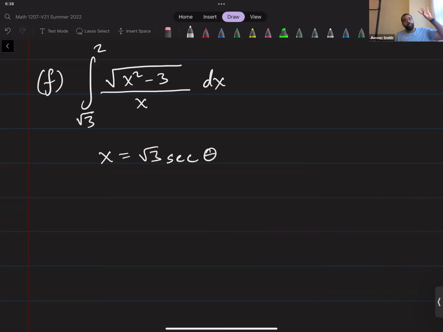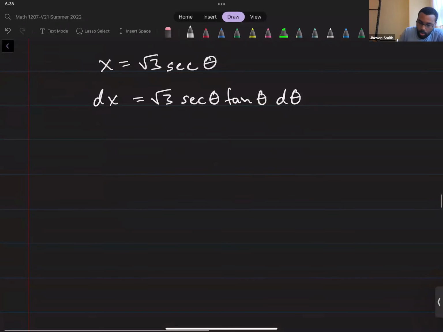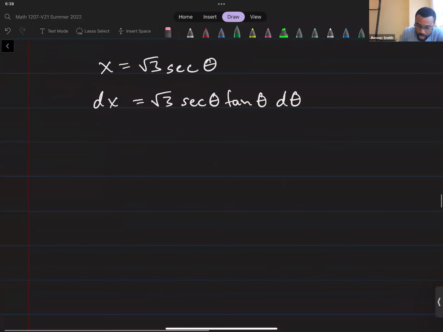Because you're now thinking of it becoming three secant squared minus three. You can factor out the three. You get three times secant squared minus one. That's going to collapse into a tangent squared. So your dx is going to be secant tangent d theta. Okay, so now what we're going to do is we're going to change the limits.